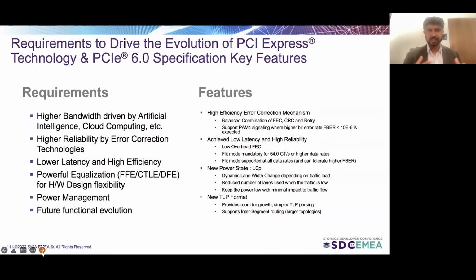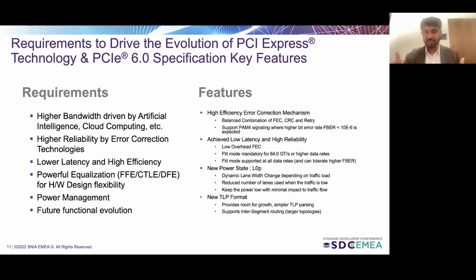What are the requirements that drive the evolution of PCI Express technology, and what are some key specification features of PCIe 6.0? Some of the requirements we are seeing across the industry are higher bandwidth driven by AI and cloud computing, higher reliability through error correction technologies, lower latency and higher efficiency, powerful equalization, that is FFE, CTLE, or DFE, for hardware design flexibility, power management, and future functional evolution. This is a summation of almost all the feature requirements from the targeted applications and markets. And it so happens that PCIe 6.0 is able to meet almost all of these requirements going forward.